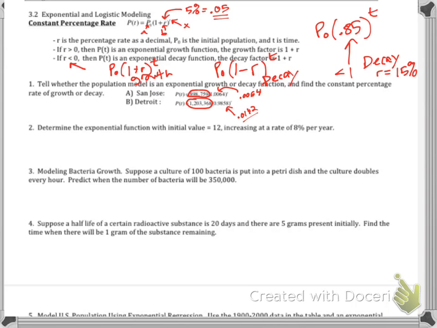Now you guys kind of know the history on Detroit. When the markets crashed a few years back, the automobile industry was hit pretty badly, and Detroit's population was definitely hit with a decline. I think even prior to that they were on a decline, and then it was ramped up.